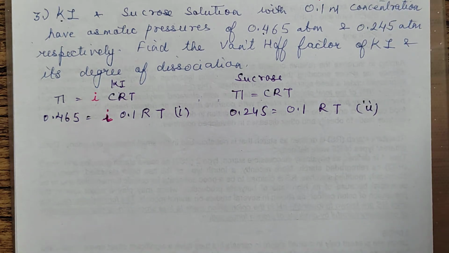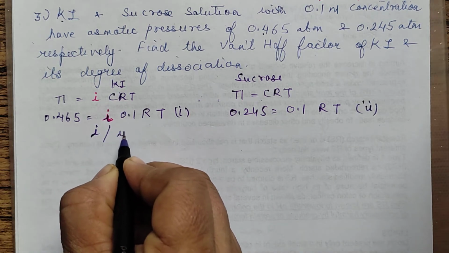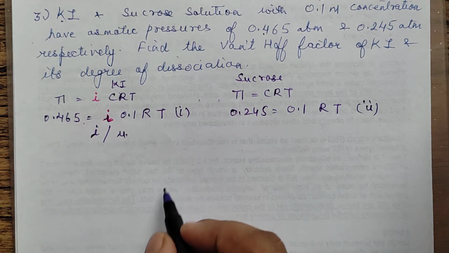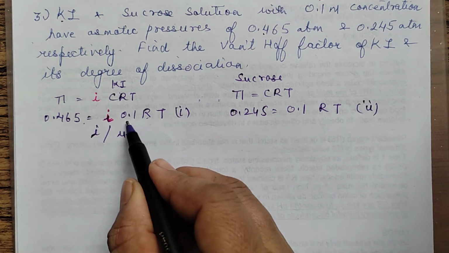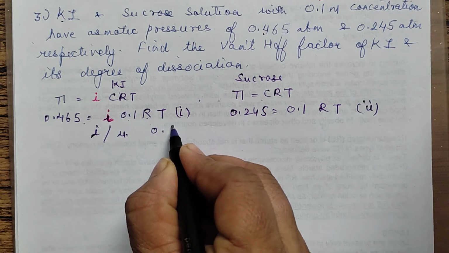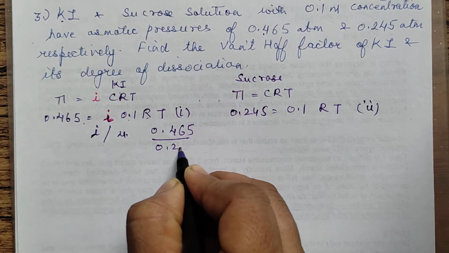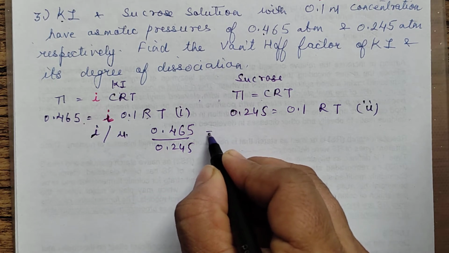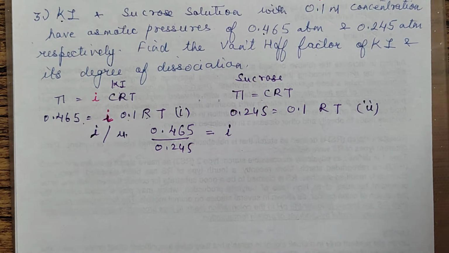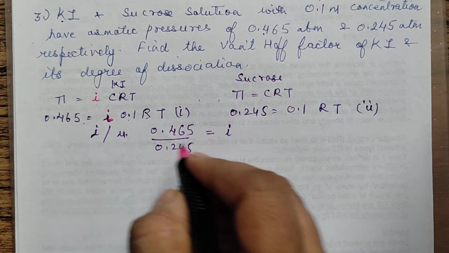Now let us divide one equation by 2. We will divide equation 1 by equation 2. When you divide these two, what will you get? RT will get cancelled. This concentration will get cancelled. What are we left over with? Very simple. 0.465 divided by 0.245. That ratio is nothing but i. Don't confuse this to be i. This is equation 1.